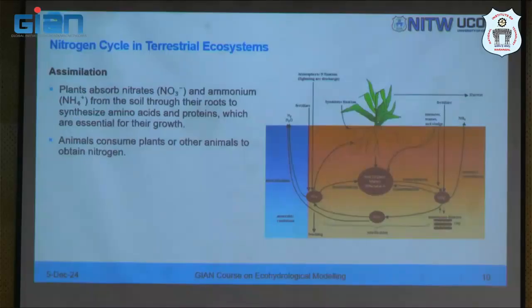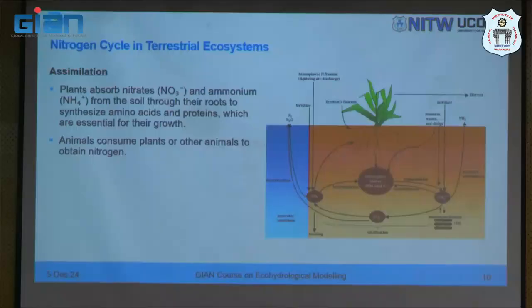So once it gets converted to nitrates, assimilation. Plants absorb these nitrates and ammonia from the soil through the roots to synthesize amino acids and proteins, which are essential for their growth. Okay. So the plants absorb both ammonium as well as the nitrates from the soil, which are essential, right. Now animals consume these plants.